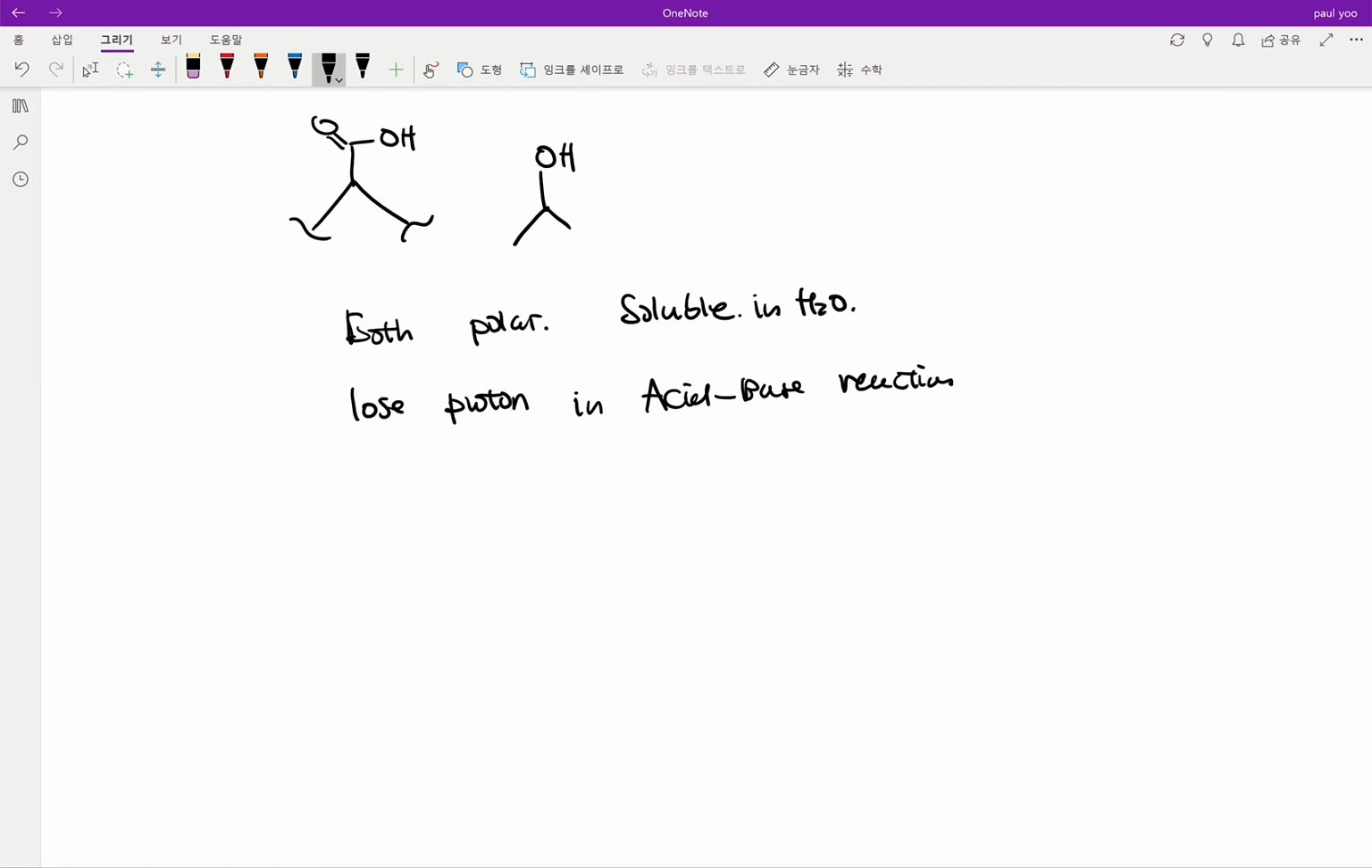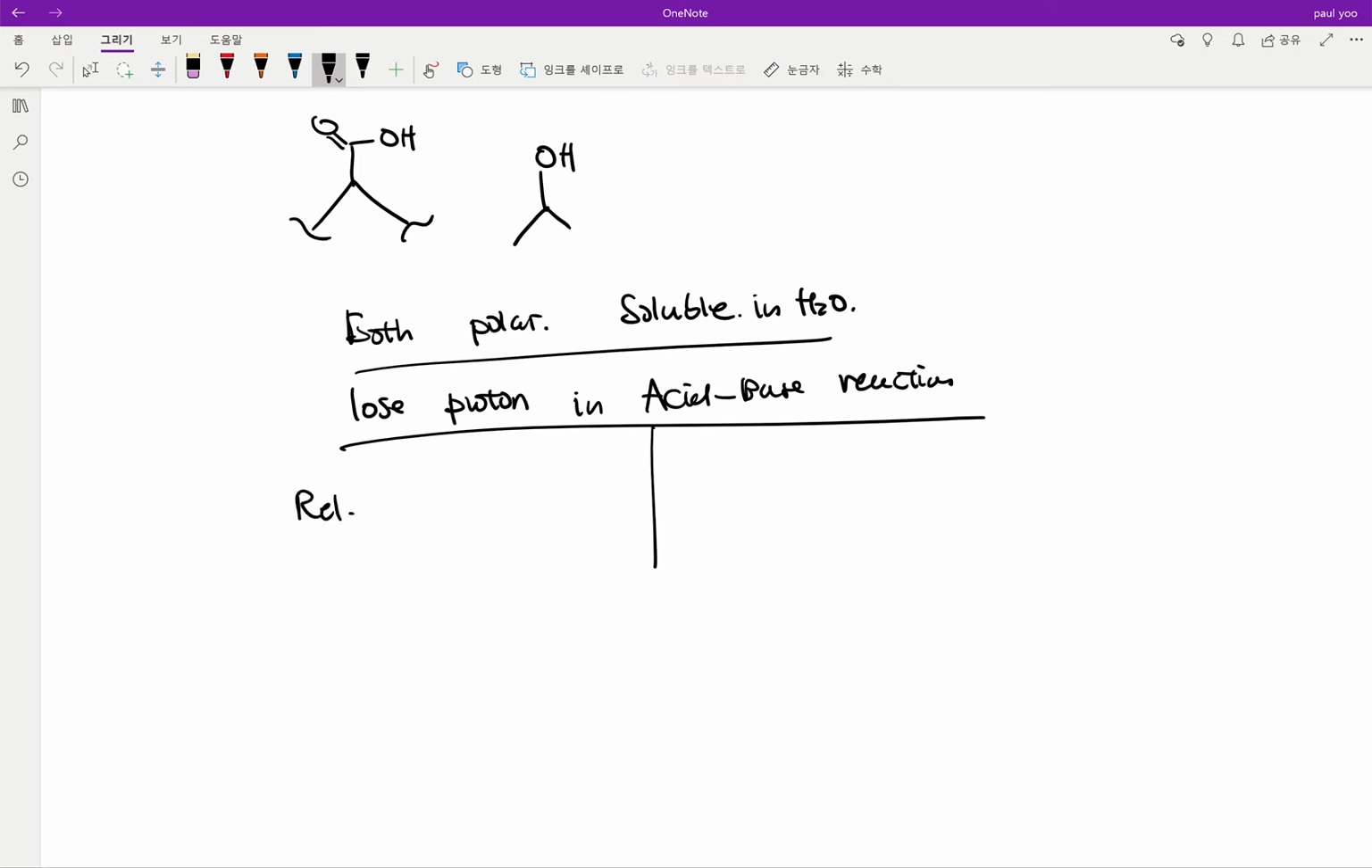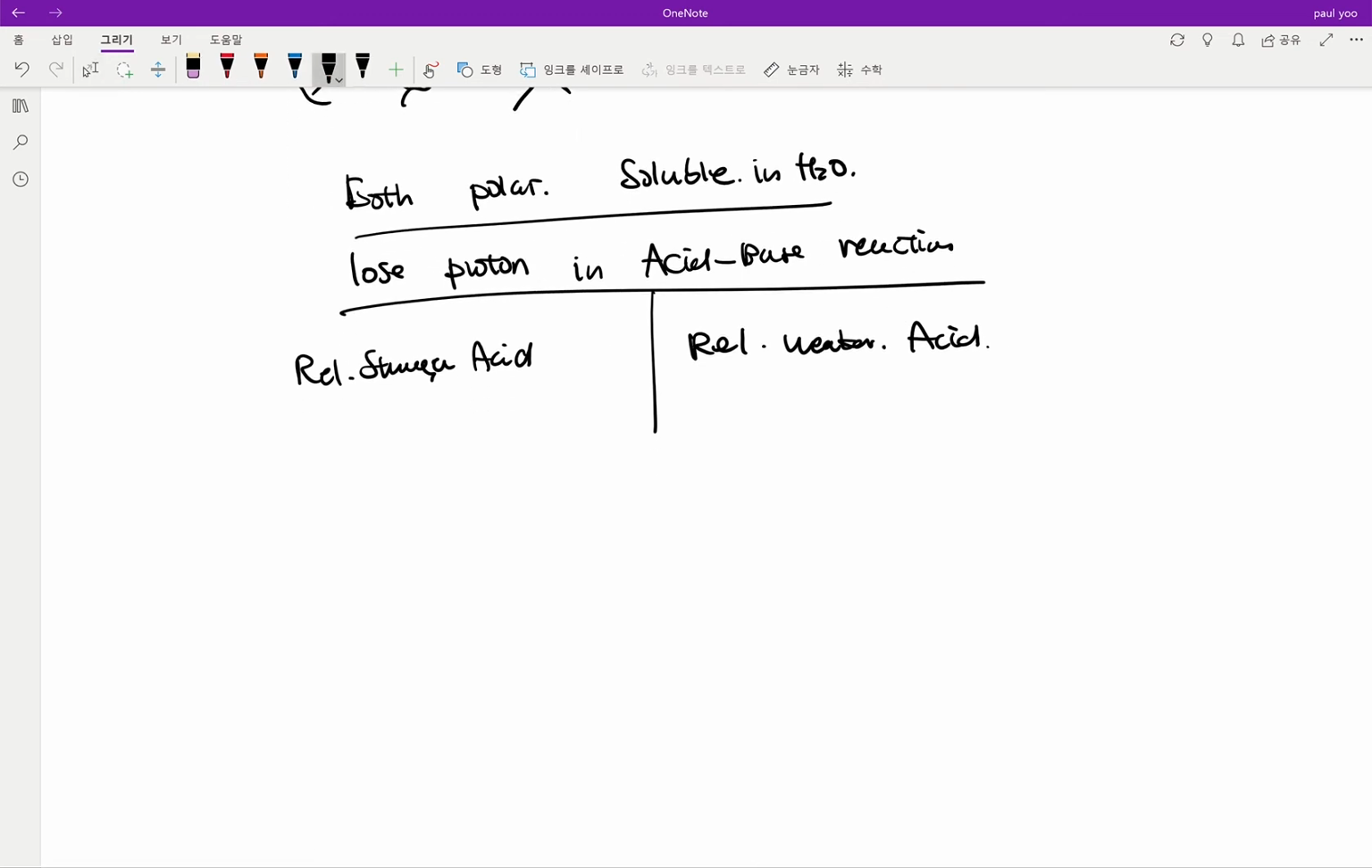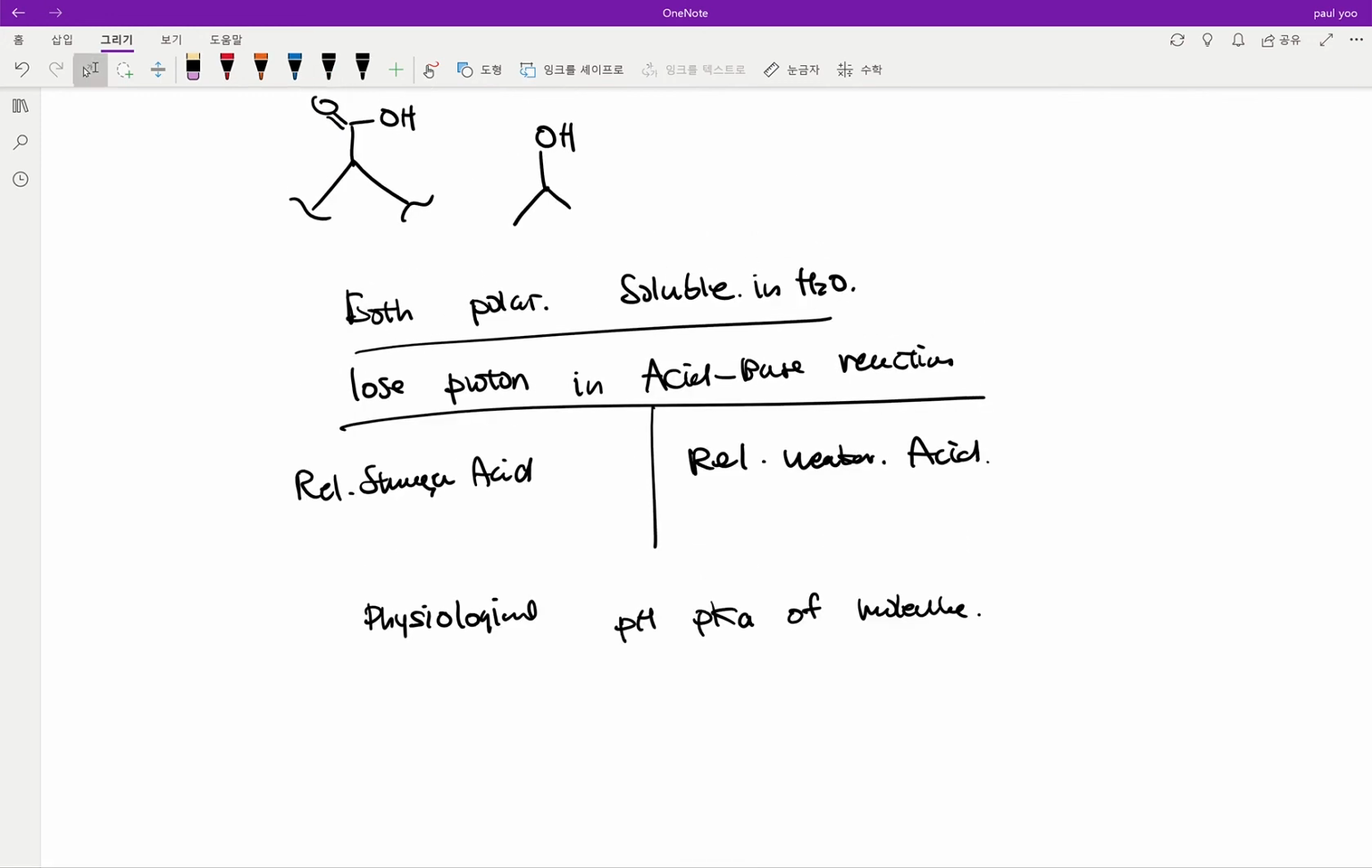This is a relatively stronger acid, so these were the commonalities, and here a relatively stronger acid and a relatively weaker acid. And also they differ by the physiological pH, and the pKa of the molecule will be determined by either the carboxyl group or hydroxyl group.